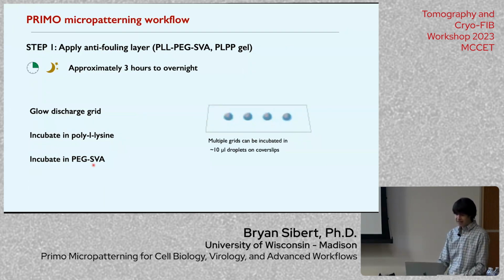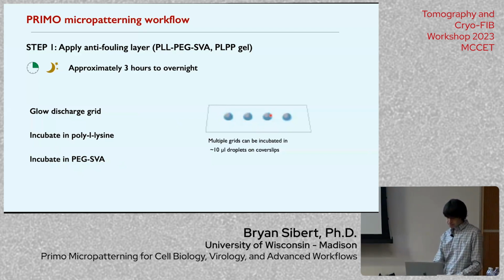We then add a second layer of this PEG-SVA. So this will react with the poly-L-lysine on your grid, and this is what coats it in PEG. And so at that point, cells will not adhere to the grid. In practice, they will, but they will adhere less well.